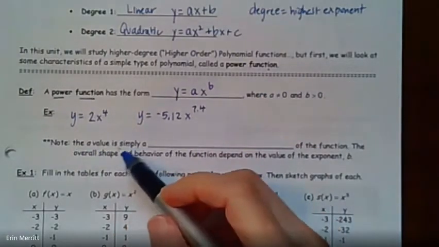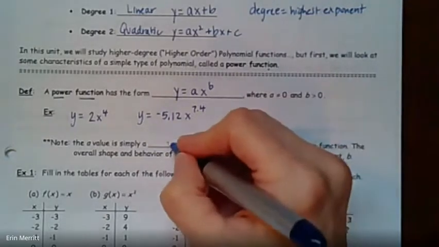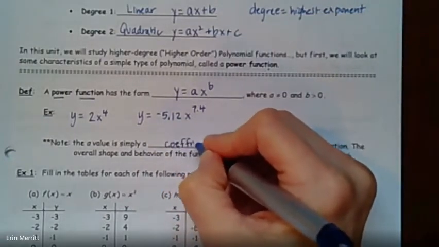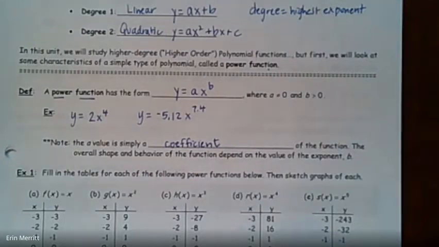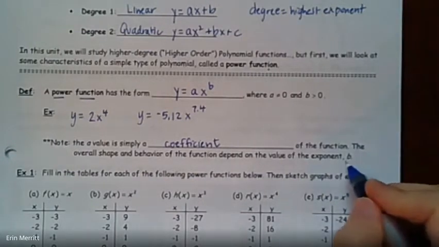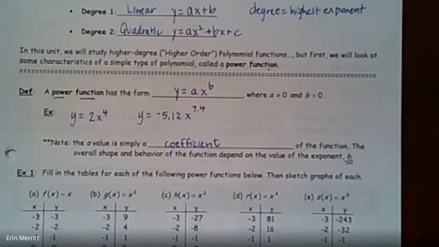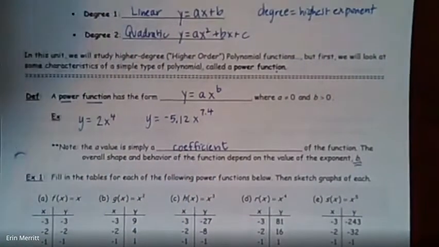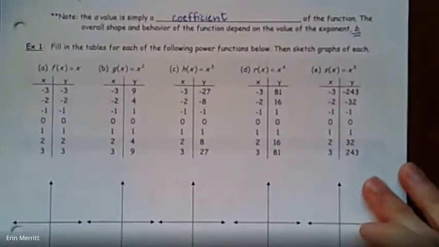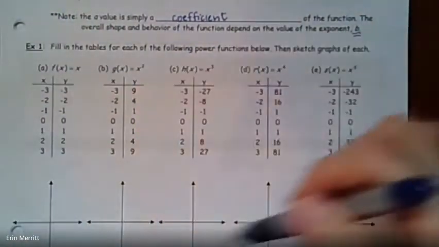It says, note, the a value is simply a coefficient of the function, and then the overall shape and behavior depend on the exponent, really. That's the key there, all right? So this is just going to be some sort of stretch factor, essentially. What the shape looks like depends on the power. So that's what we're going to look at down here.